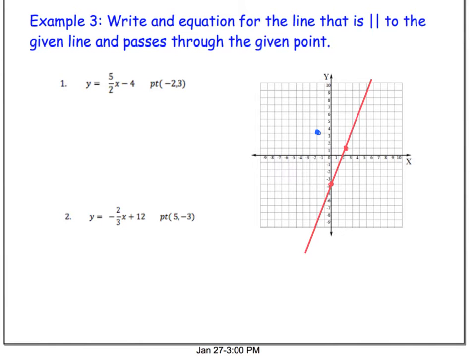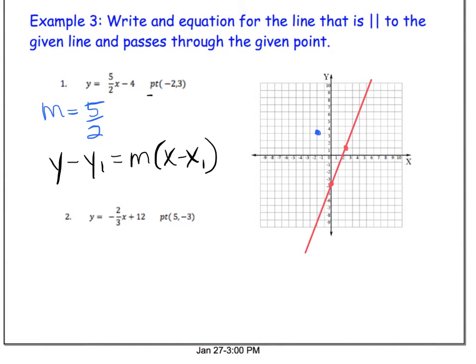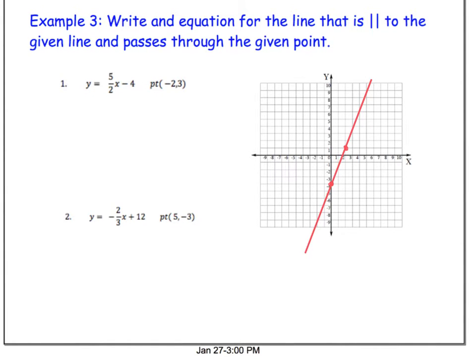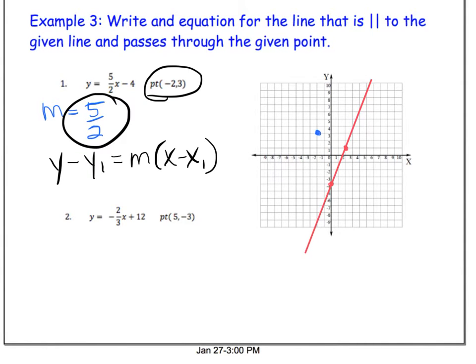Our first job should be to figure out what the slope of the parallel line will be. And you know that the slopes need to be the same, so it would be 5/2. Now, we're going to use point slope form. Remember, that's y minus y1 equals m times the quantity x minus x1. I have a point, and I have a slope, and I will substitute them into point slope form to write an equation of the blue line. That's what it will look like.